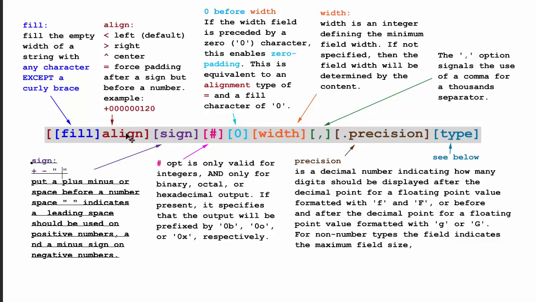And then you can use this align function here. So there's an align code to align left, right, center, and force padding after a sign number. So there's all these little codes here. I'm actually not going to show you all of them. I'm just going to show you a little bit of formatting here, maybe left and right, and then I'm gonna leave it for you because it's impossible to actually memorize all this stuff, and I don't expect you to.